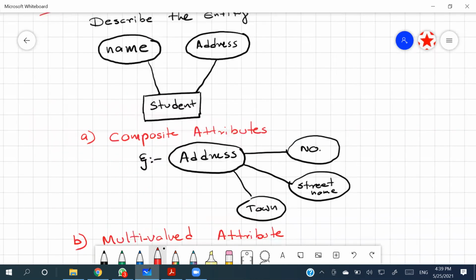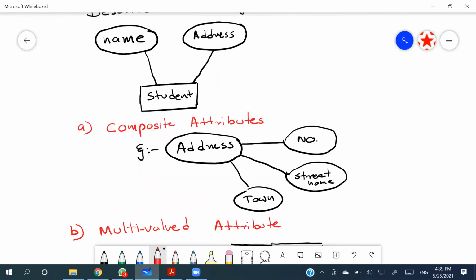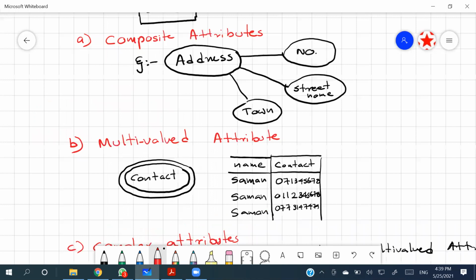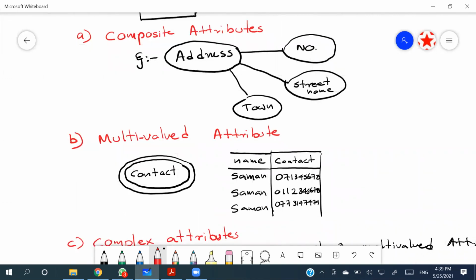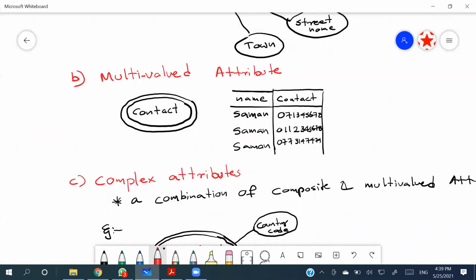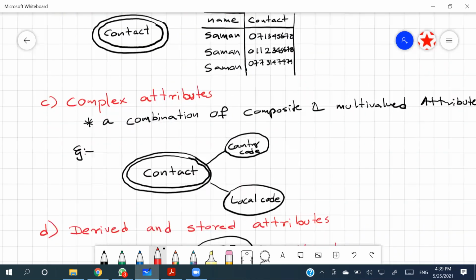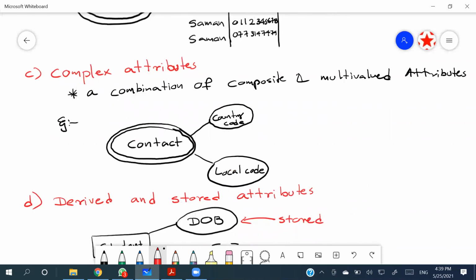So we talk about the composite attributes, where a particular attribute can be decomposed into smaller attributes, or more atomic attributes. And then multi-value attributes, where one particular attribute can have many different values. And we talk about the complex attributes. I told you a complex attribute is a combination of the composite and the multi-value attributes together.